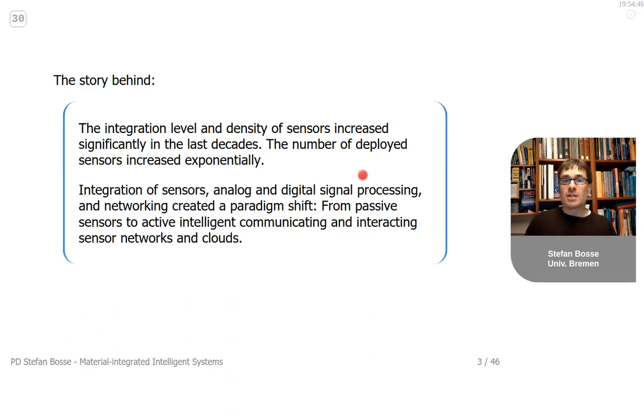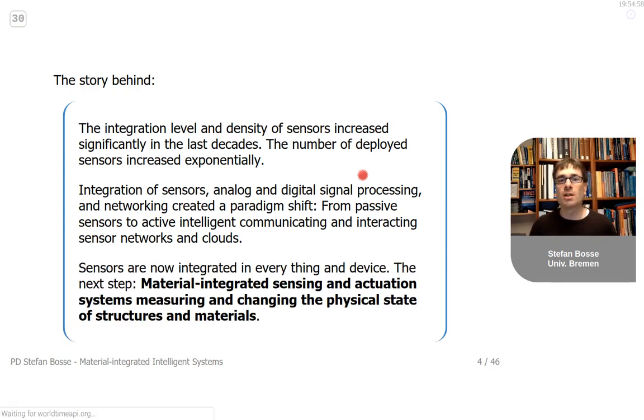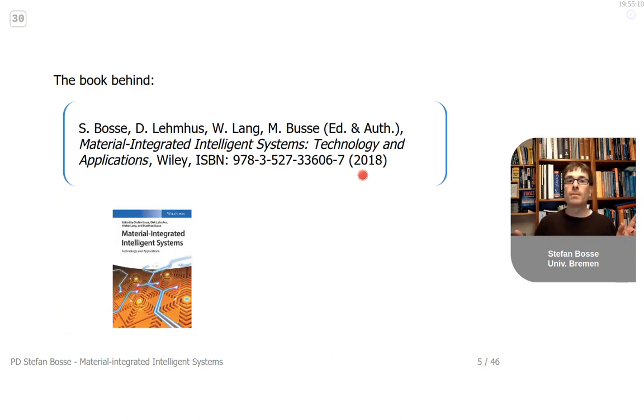Integration of sensors, analog and digital signal processing and networking created a paradigm shift from discrete passive sensors to active, intelligent, communicating, interacting sensor networks and clouds. Sensors are now integrated in everything in a device. The next step I want to address here: material integrated sensing and actuation systems, measuring and changing the physical state of structures and materials. The book behind the story.